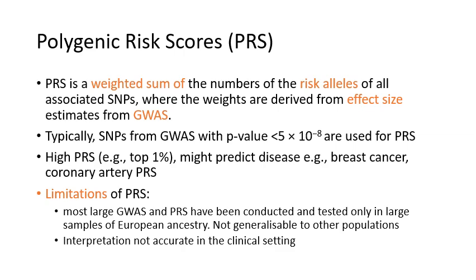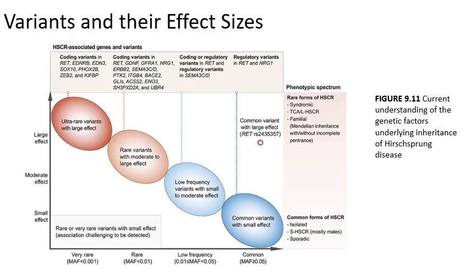And the interpretation itself is not necessarily accurate, because we're not looking at every single genomic variant, we're just looking at selected variations. So there is still some room for error with polygenic risk scores. So this is a summary of what these variants would do and what the polygenic risk scores could do. So let's use Hirschsprung disease as an example.